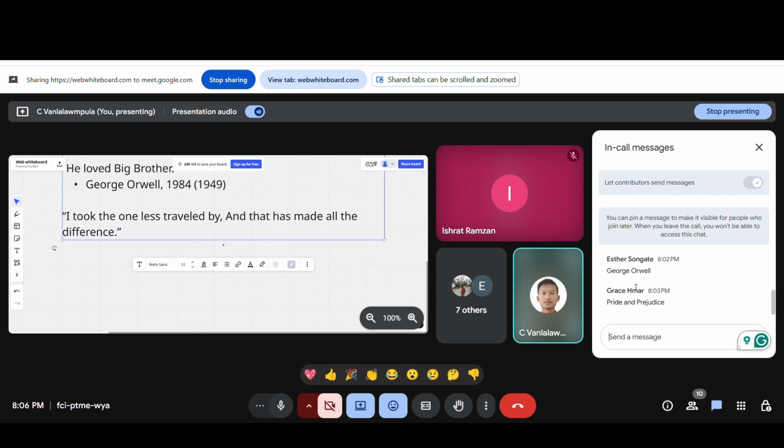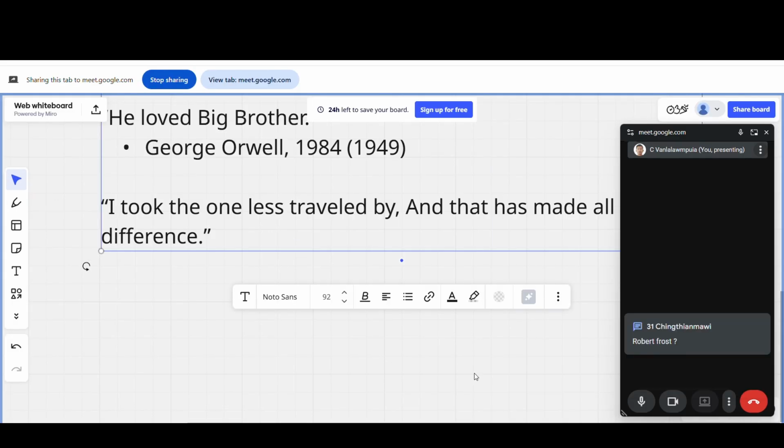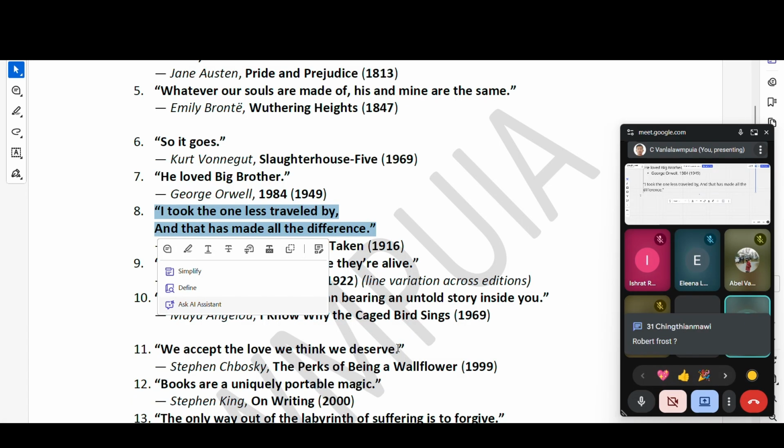Any idea? "I took the one less traveled by, and that has made all the difference." Hello, hello, I need some interaction. It's from a poem, okay, not from a novel. Do you have any idea? No idea? It's a very popular poem. Robert Frost, that's right, okay.